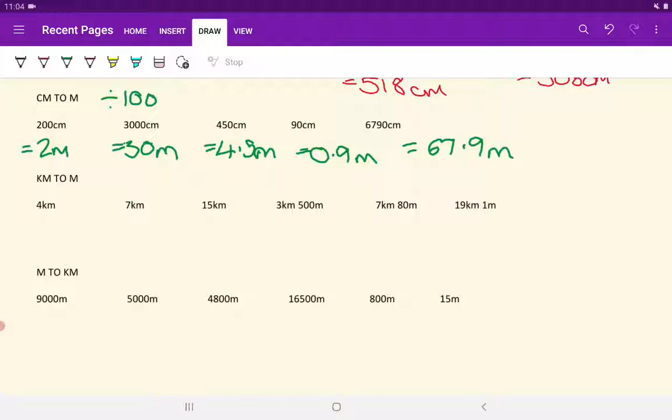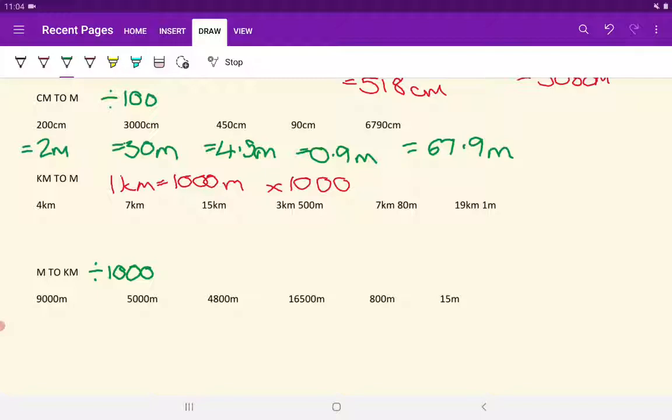So the fact we need to know this time is that 1 kilometre is 1,000 metres. Okay, so we've kind of gone up by a 0 every time with these lengths. So to turn kilometres to metres, we're going to have to multiply by 1,000. And to turn metres to kilometres, we're going to have to divide by 1,000. Okay, so these are the last two examples.